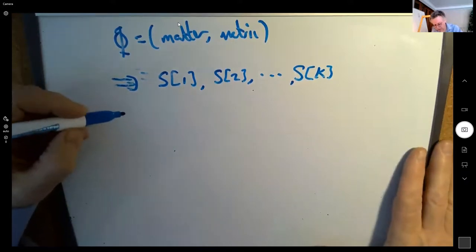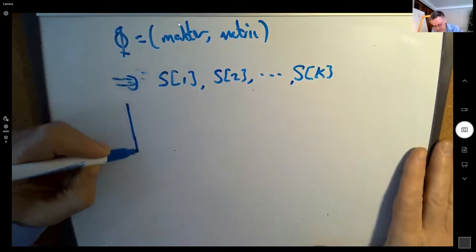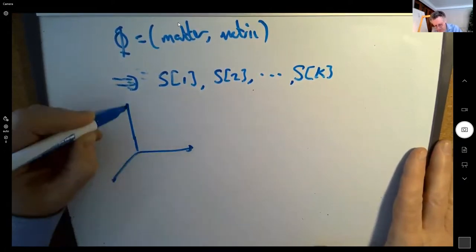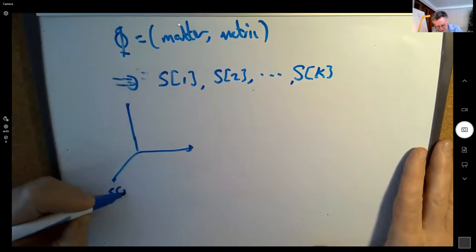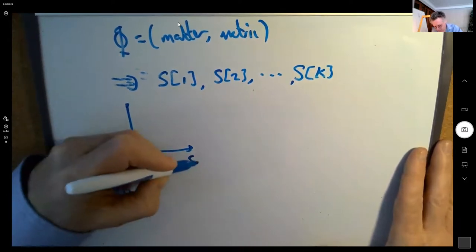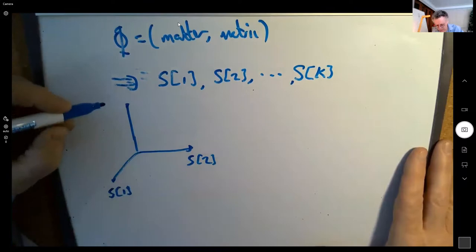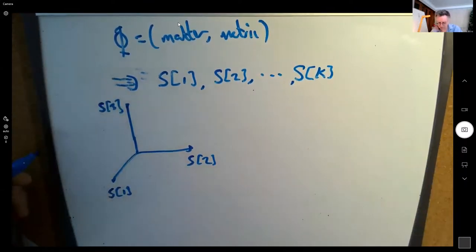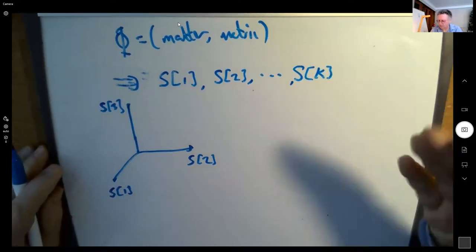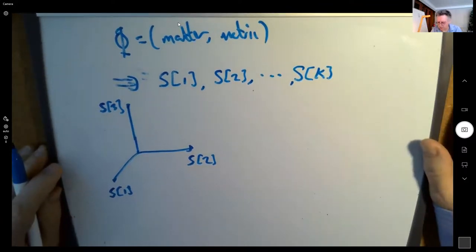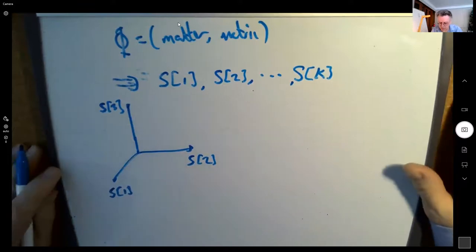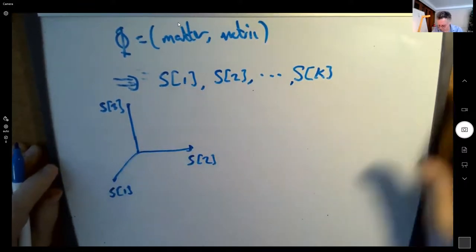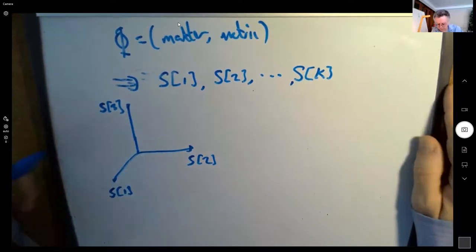What we can do then is plot a space whose axes correspond to these scalars. I can only draw three of them, but in principle, this space might have more dimensions. It might be 10-dimensional, 100-dimensional, however many scalars you choose to talk about the physics you're interested in.